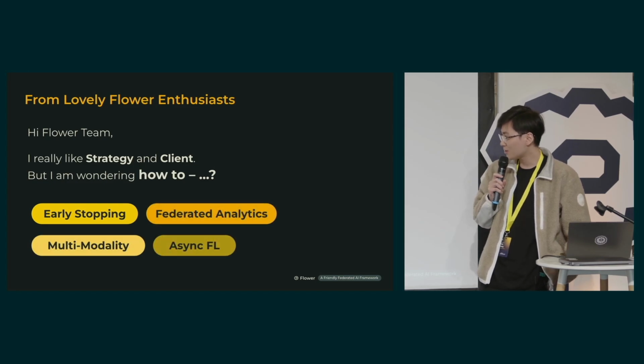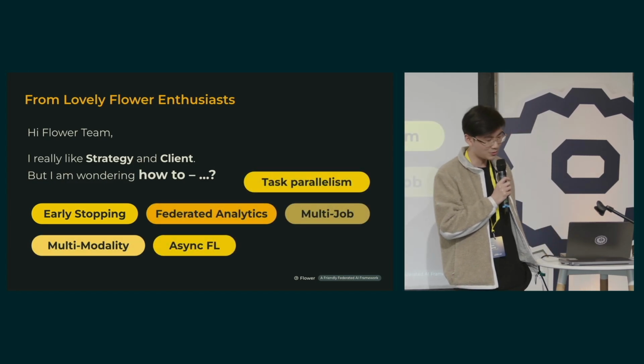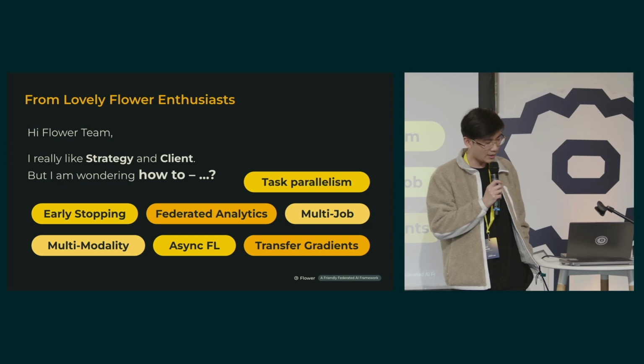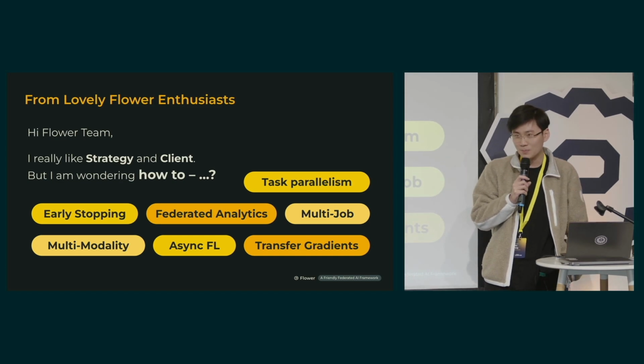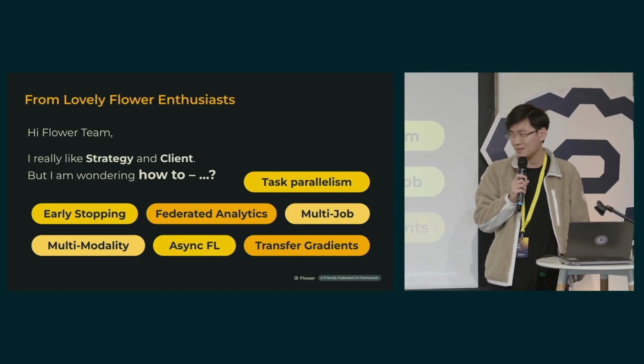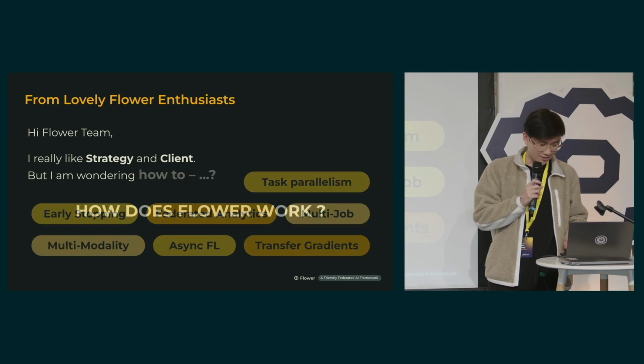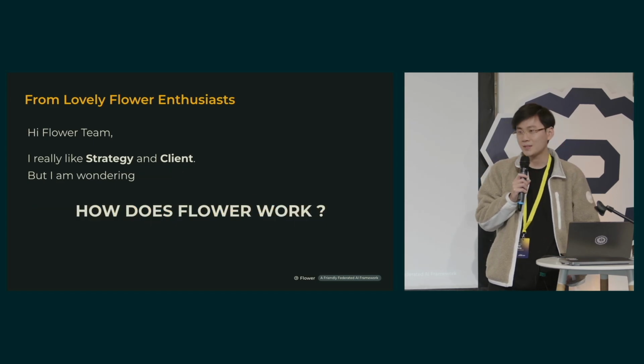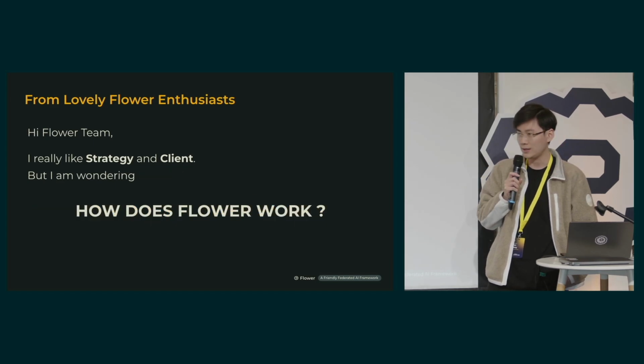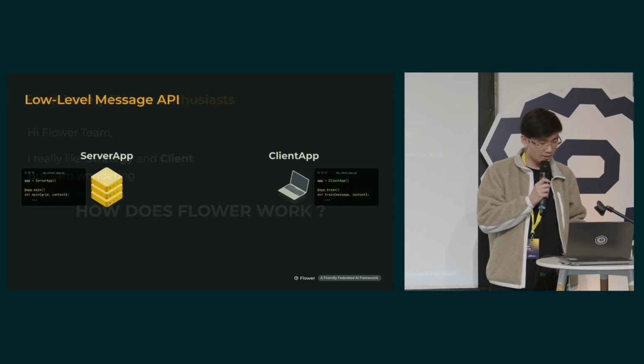What if I have multiple models? I want to do analytics. I want to do things asynchronously. And I saw there's something called parameters. Can I put gradients inside it? Things like that. So these questions are basically asking, how does Flower work? So how does Flower work?